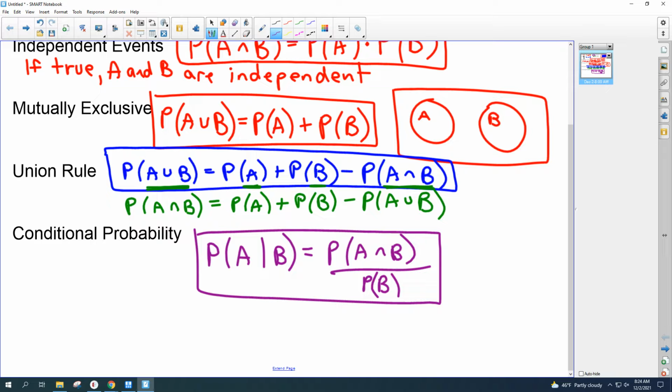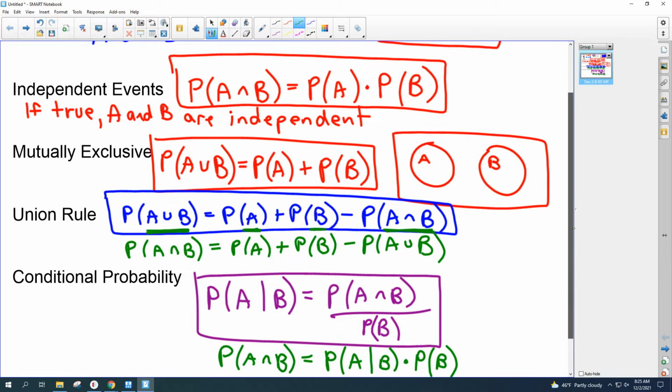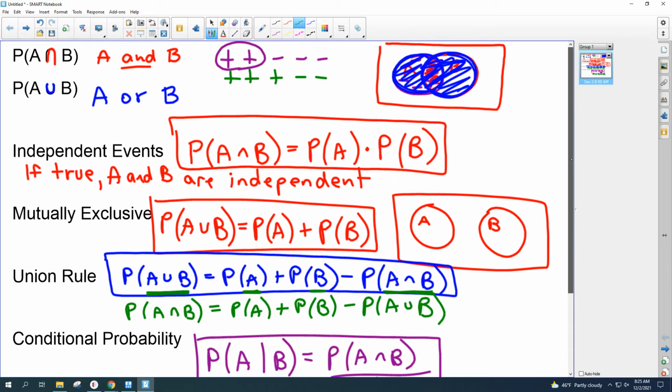It has a partner, I guess, that might be useful for you to use if you just kind of rearrange the terms. I suppose you could say probability of A and B is equal to the probability of A given B times probability of B. So you've got a whole bunch of formulas there. You need to get all those down. If you have all those formulas, then this lesson shouldn't be that tough.